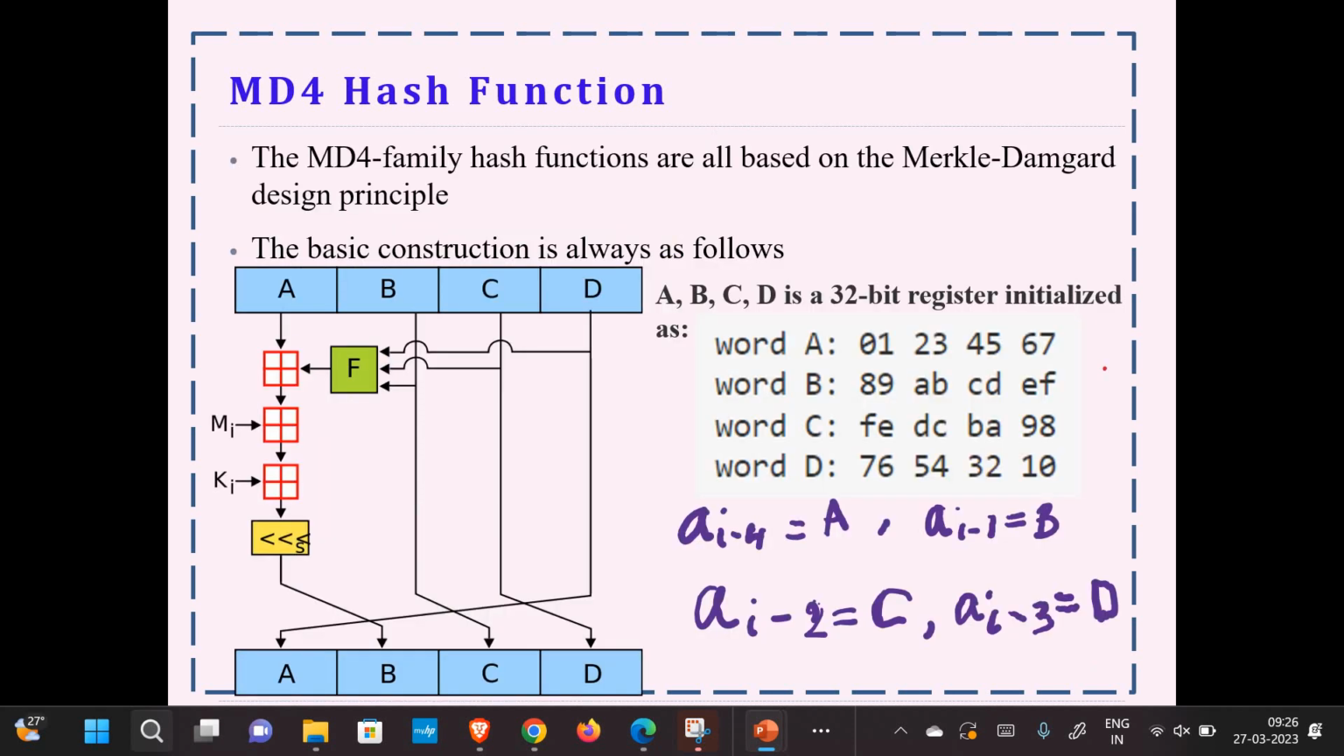Now this is where I want all of you to focus a bit, because this becomes a little complex, I feel, while we are discussing it, but I will try to give you a block diagram which is not there in your books. So please follow that carefully. Now what happens over here is that MD4 family hash functions are all based on the Merkle-Damgard scheme.